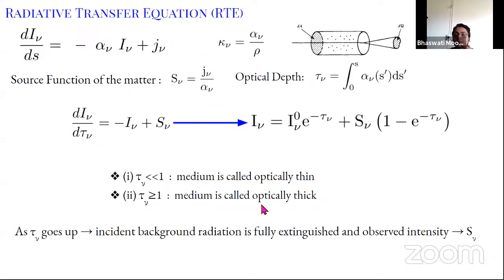And so one thing becomes clear, that as this tau goes up, consider the whole equation. If this tau becomes very large, then this term becomes 0, and also this term becomes 0. So the total radiation that we'll be seeing, the observed intensity, will just be S nu. We will have no information about the background radiation. So the background radiation gets fully extinguished.